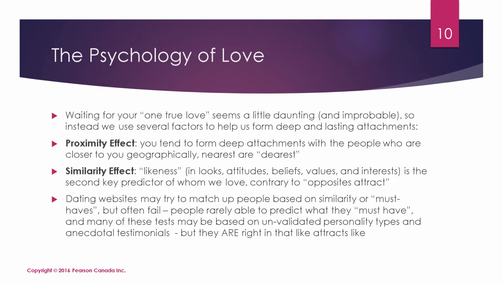But one of the reasons it may happen is that people are rarely able to predict what they must have. A lot of people might go through life thinking that they want a partner who is a certain type, and then they end up with something completely different. And a lot of the tests that dating websites employ when they're trying to figure out if you're similar to someone else are based on unvalidated personality types and anecdotal testimonials. But overall, it is important to remember that they are right in terms of like attracting like. So in general, similarities do seem to be one of the major predictors of who we love.